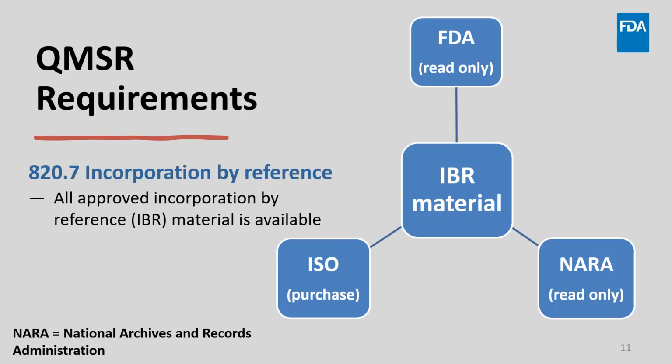Section 820.7 clarifies that certain material is approved to be incorporated into the QMSR by reference, that is, incorporation by reference or IBR, is made available for inspection at the FDA and the National Archives and Records Administration, NARA, and includes the location, both physical and online. The IBR material may also be obtained from the International Organization for Standardization, ISO.